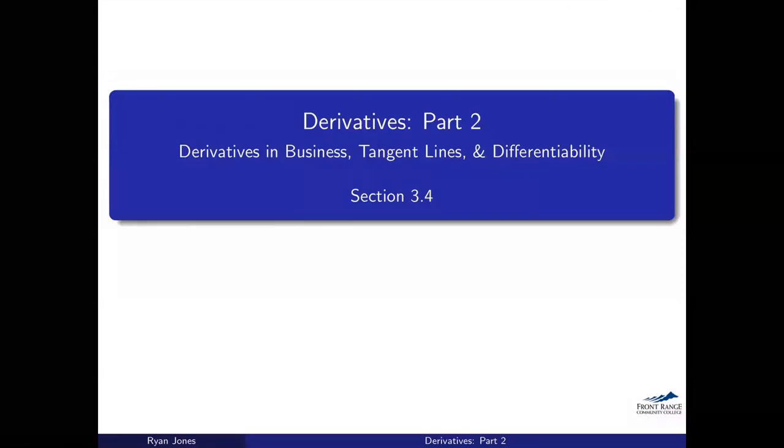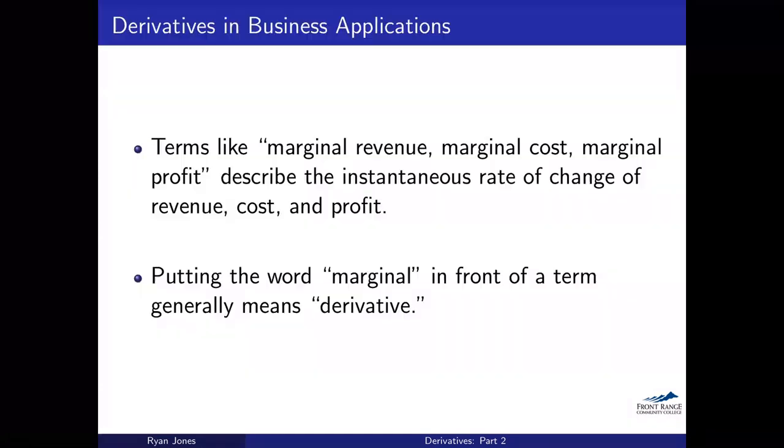Hello, everyone. So we're going to get going on the second part of our derivatives lecture today. And we're going to finally get to some business applications here. So we're going to talk about profit and cost and things of that nature. We're also going to talk a little bit more about tangent lines and how to find those. And then we're going to wrap up pretty quickly with this idea of differentiability. So let's go ahead and jump right on in.